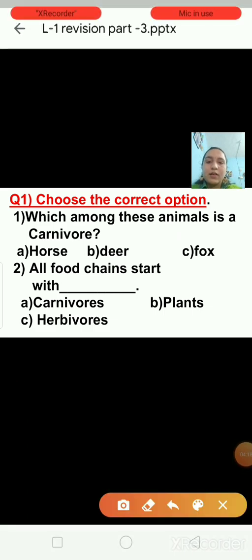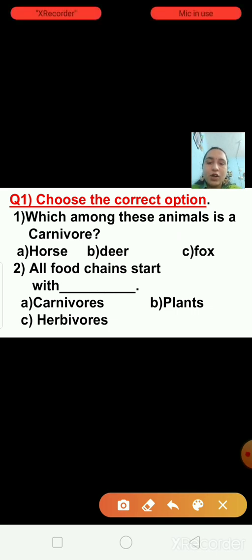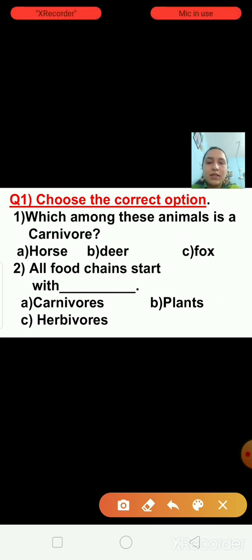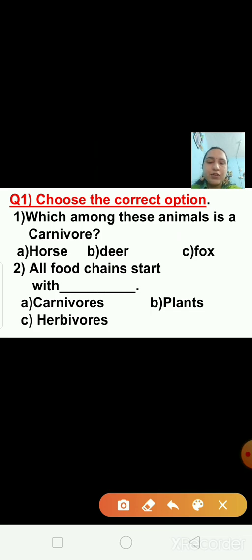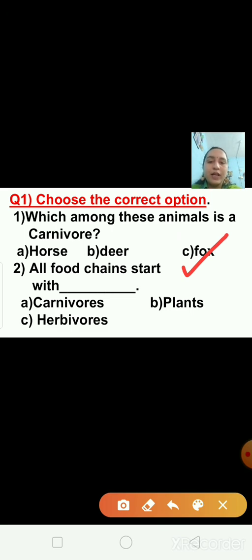First one. Which among these animals is a carnivore? Options are horse, deer and fox. Which among these animals is a carnivore? So the right answer is fox. Fox is a carnivore animal. So I am putting a tick on the fox.